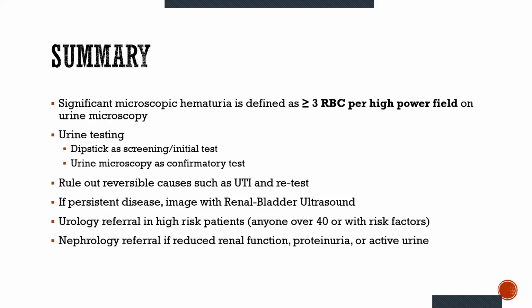Should rule out reversible causes such as UTI, menstrual bleeding, and so on, and then retest. And if it's persistent, you should get some imaging, ultrasound being the recommended first-line imaging. And then patients with high risk of urologic disease should be referred to urology, and patients who have findings concerning of renal parenchymal disease should be referred to nephrology.